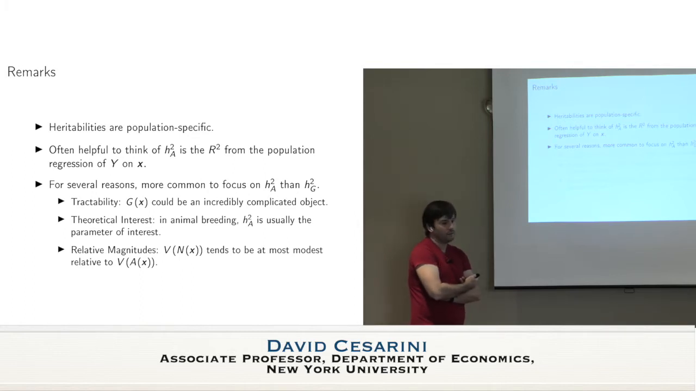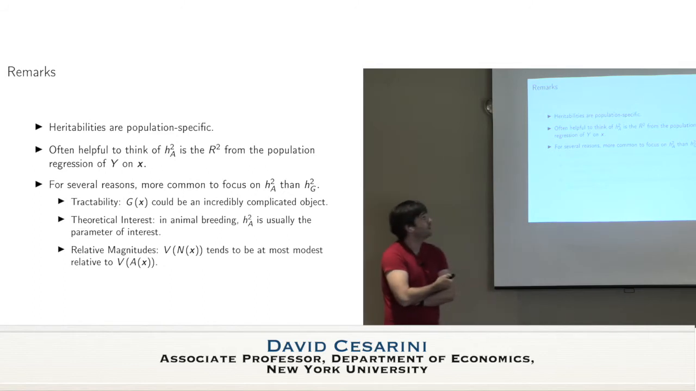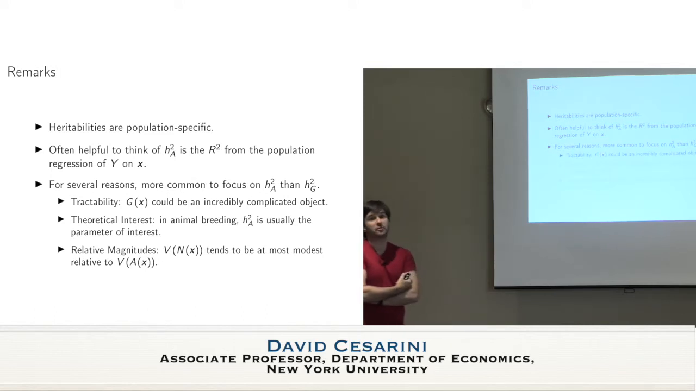Now, there are some good reasons to focus more often on narrow than broad heritability. For the purpose of this course, a big one is going to be tractability. I mean, g(x) could just be an incredibly complicated object, right? So remember, as Dan explained, g(x) includes potentially all these higher order interactions between dominance and additive effects of individual SNPs, right? And those are just extremely difficult to estimate credibly without enormous samples, much bigger than what we have right now. So, as an empirical matter, it's often useful to start by studying a(x).